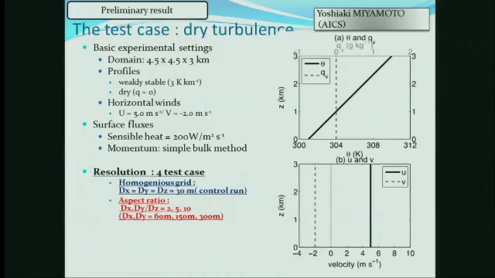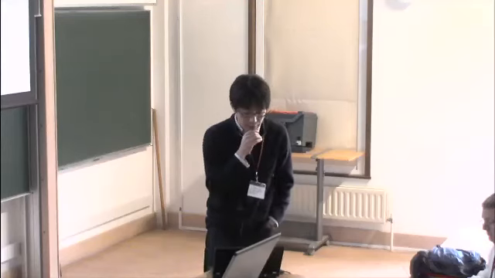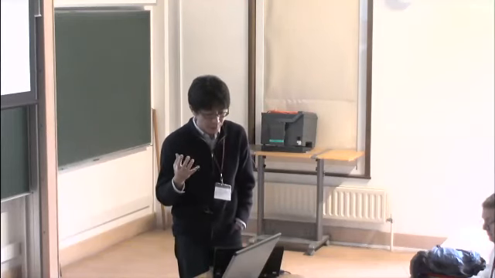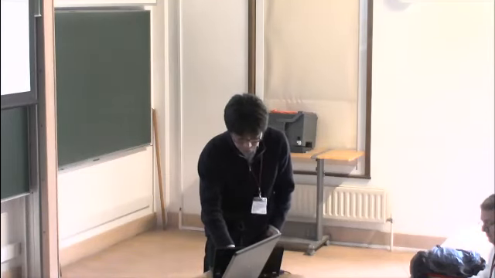So we show the preliminary result a little bit. First, we try the dry tolerance test case. This is a configuration, and as the aspect ratio becomes large, can the ABS produce the same result or not? This is currently our concern.